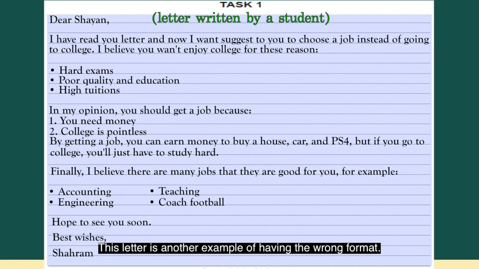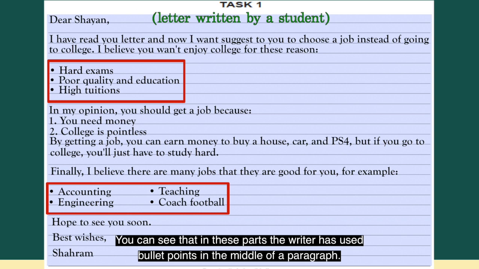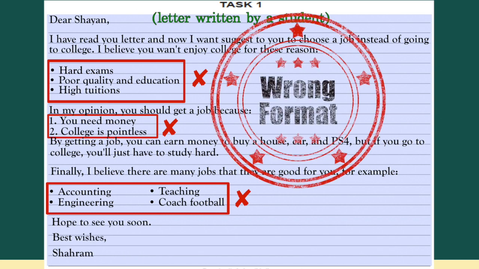This letter is another example of having the wrong format. This one has the opening and closing salutation, and the writer has tried to cover the bullet points in different paragraphs, but it hasn't followed the appropriate format. You can see that in these parts, the writer has used bullet points in the middle of a paragraph. No matter what writing task it is, never use bullet points or even numbers in your writing like you can see here.